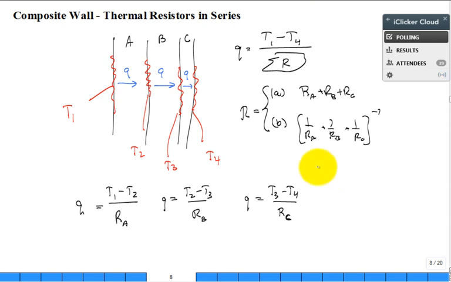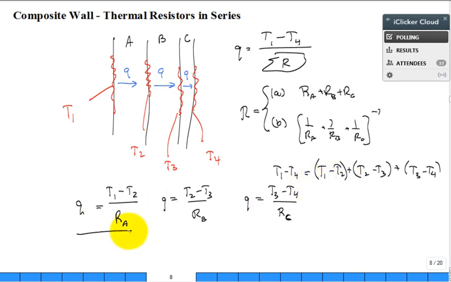If I do this one, T1 minus T2 plus T2 minus T3 plus T3 minus T4. What does that equal to? Is that equal to T1 minus T4? Yeah, isn't it? All right. Well, what is T1 minus T2? If I come to this equation, is that equal to RA times Q? Is T2 minus T3, using this equation, RB times Q? And is T3 minus T4, using this equation, RC times Q?